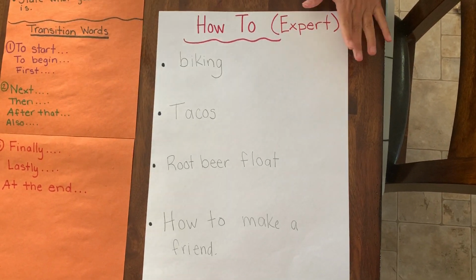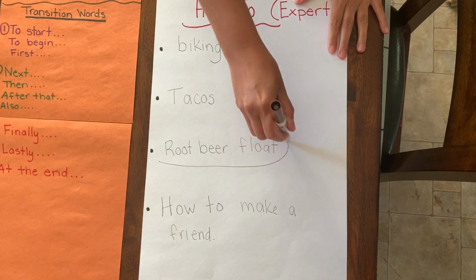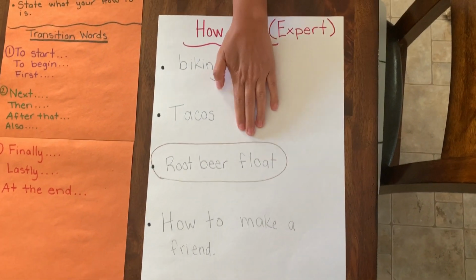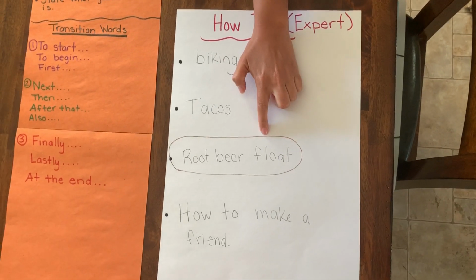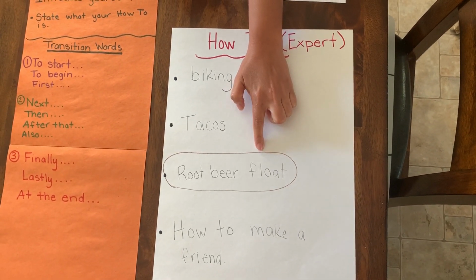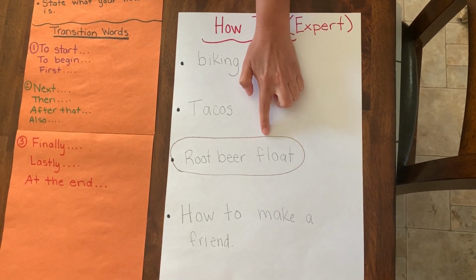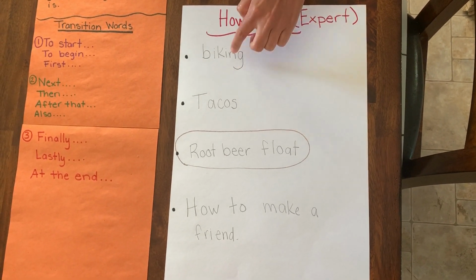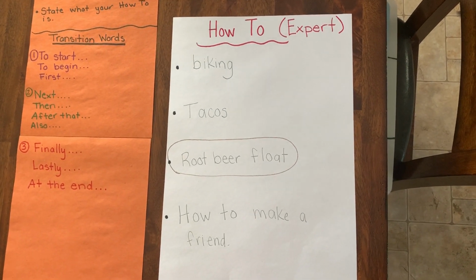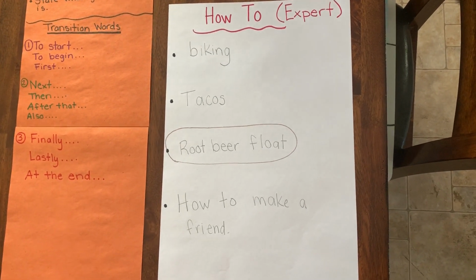So for me, I am actually going to choose how to make a root beer float. So I'm circling it because that's my choice that I'm gonna do this week, which means next week when I do this writing again in the opposite language, you cannot choose the same one. You're gonna choose one of your other choices. So think about which one you wanna choose and then go ahead and circle that.